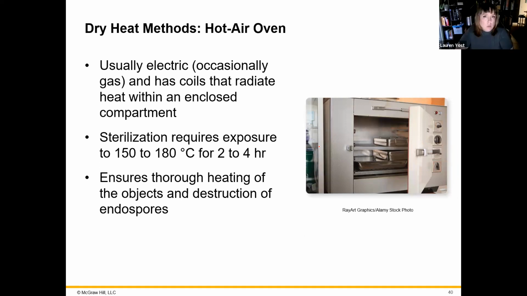Hot air ovens, this works exactly like your oven at home. I don't know what to tell you about it other than that. Like, we're going to try to sterilize things by cooking it in an oven for like 4 hours. That's essentially what's going to be going on here. But it does use dry heat. So anything that can't be exposed to moisture can be put through this process.